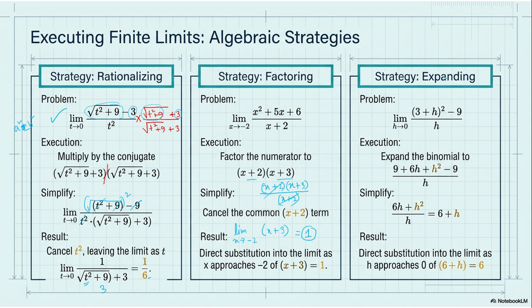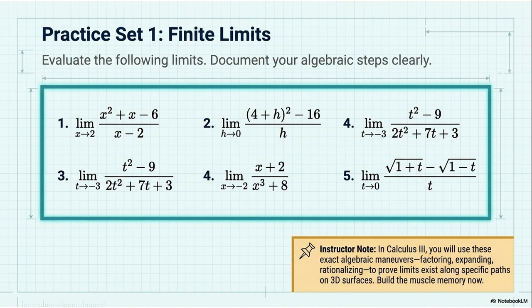So 1 is the limiting value. And here another one, that is expanding. We have 3 plus h all square, so we have to expand this. We can expand this using binomial expansion or even by applying the formula directly. After simplifying, we will have the limiting value. And based on these types, we have some problems here.